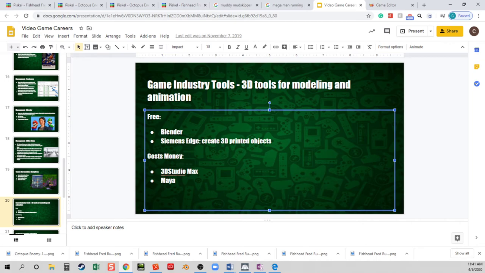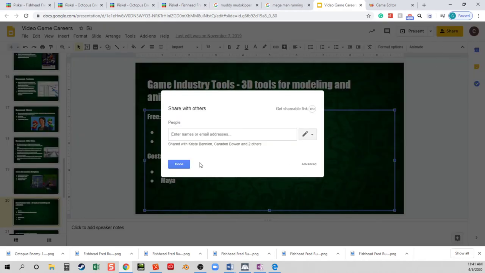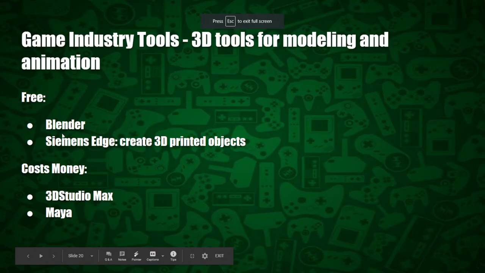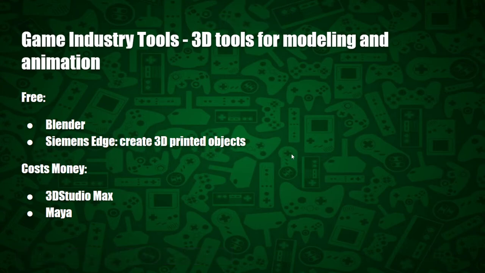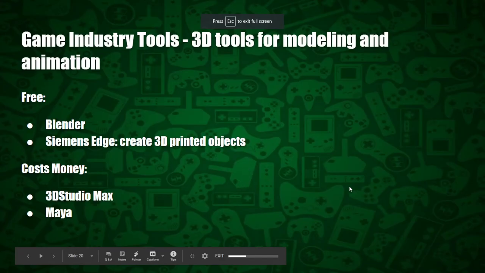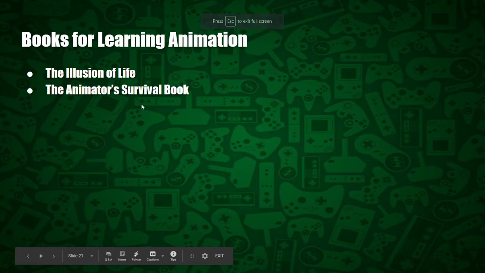If you do want to get into other stuff and explore it, there is software you can use. There's Blender, that's a free 3D software. There's also one called Siemens Edge. You can use this one to create 3D printed objects. 3D Studio Max and Maya cost money. I learned those in school and they use them where I worked at Disney. But it's good to start off with what's cheap so you can get used to it. I talked about these books for animation, The Illusion of Life and The Animator's Survival Kit.